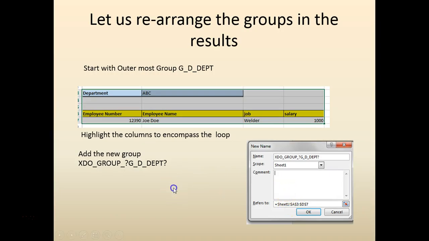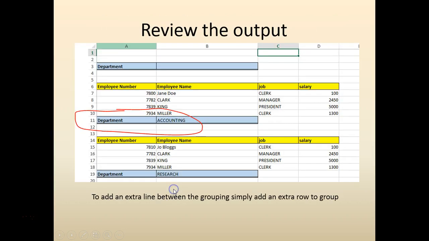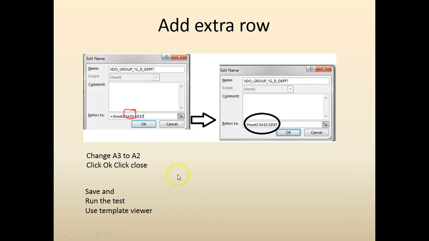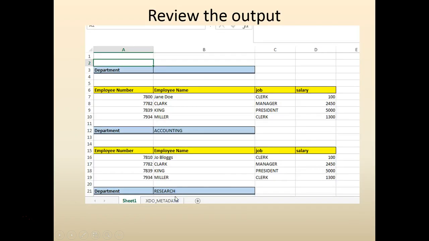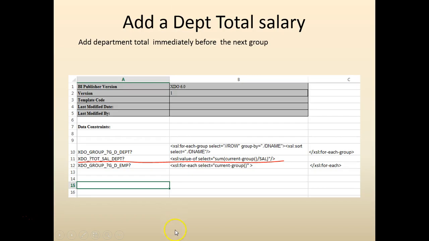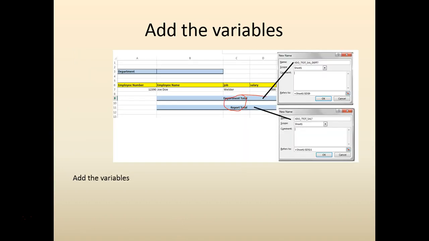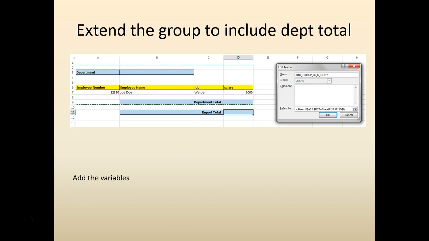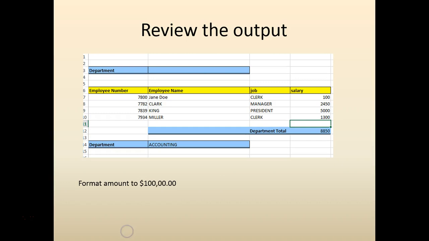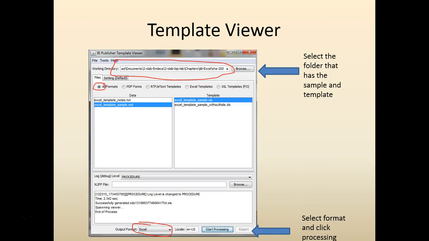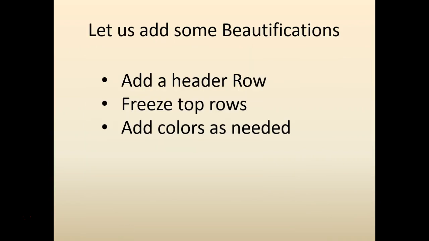So we have seen how to rearrange the groups, to map the fields, read the output, and add the extra lines. So we edited it so that we would include more, so the output looks better. So we add a total salary, map the fields, add the variables, make sure you extend your group to include the totals, give you the output, format the output. So use the template viewer to run it. So that concludes this chapter.